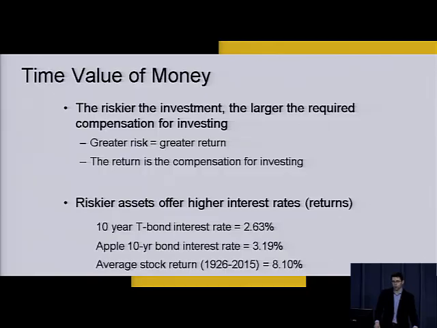Now, to put those in perspective, I pulled some data on the average stock return from 1926 to 2015, so over about a 90-year period. And over that period, our average return annually is about 8.1%. The reason we see this massive difference between the bond returns that I've already provided you and the average stock return annually is because stocks are a lot more volatile in terms of their prices than bonds.